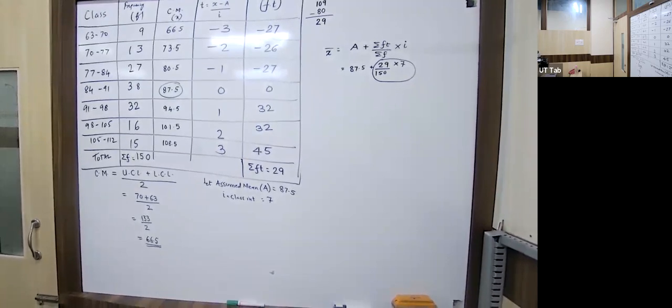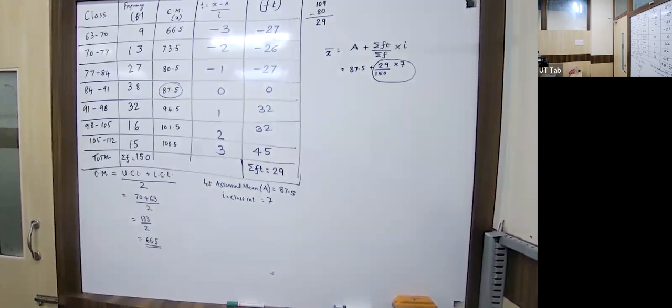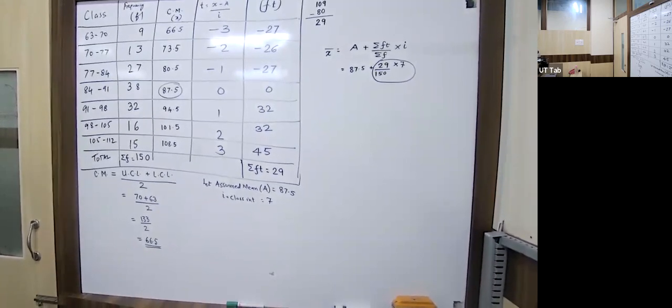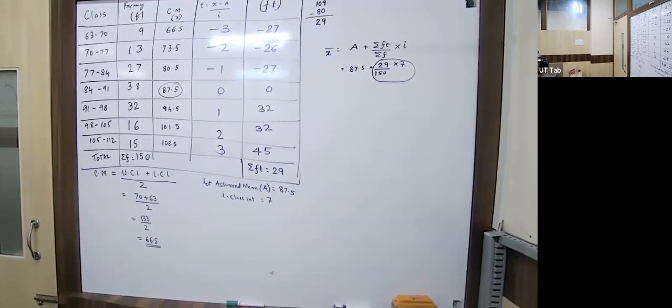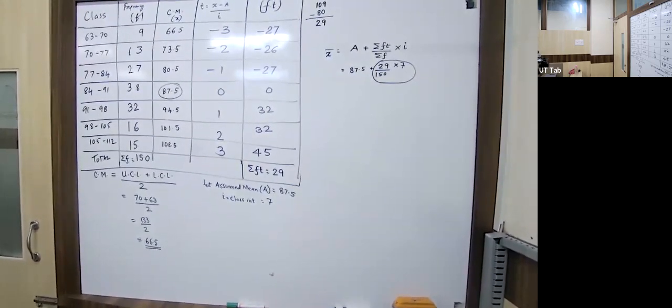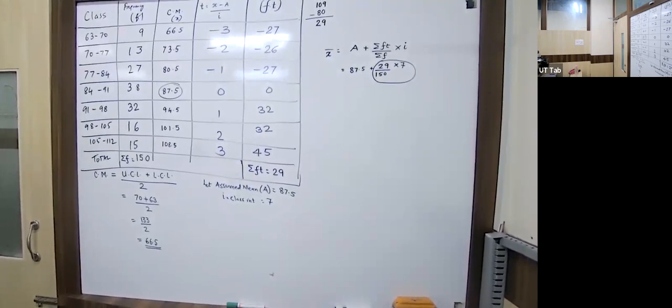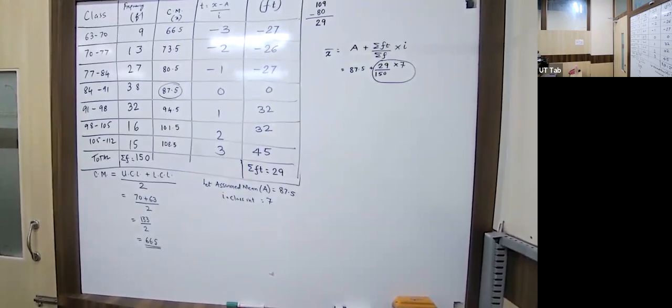Please pay attention, everybody. If the number of workers in each category is doubled, suppose the machine is found out the mean as 80. If the number of workers in each category is doubled, what will be the new mean wage? The new mean wage will not change.